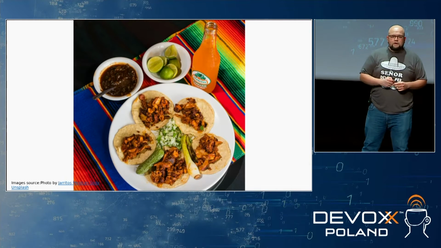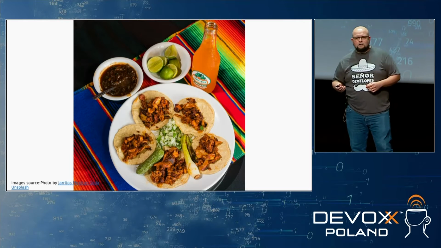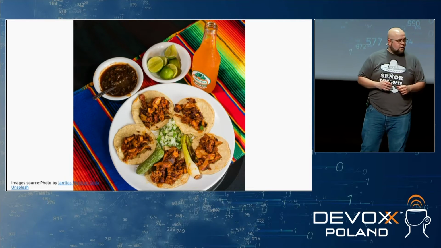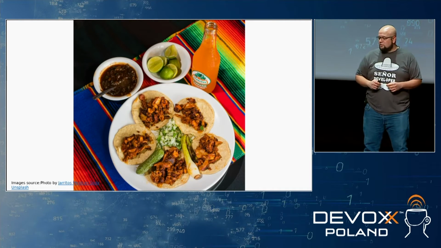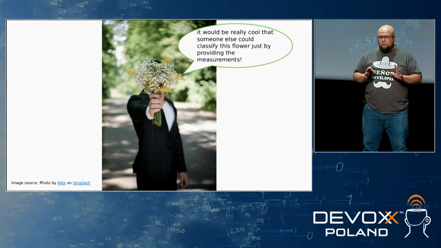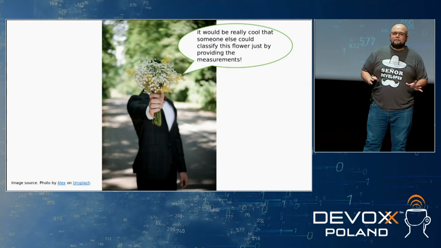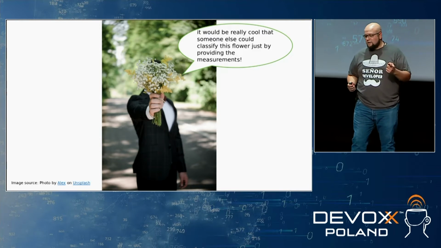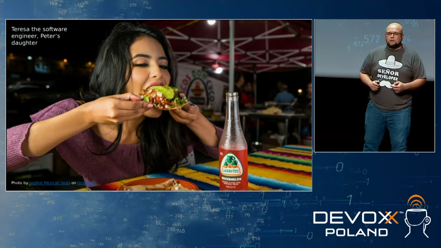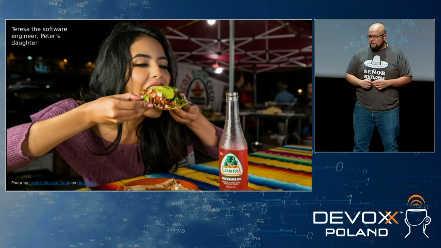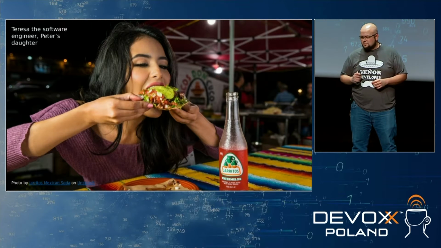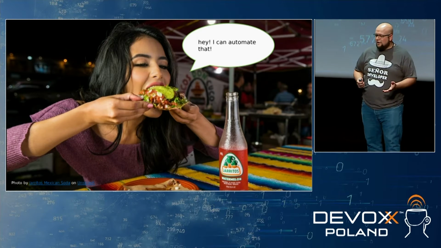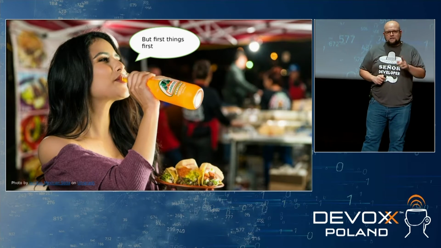So later, during dinner, at his camp, he liked tacos. Anyway, I don't know why, because he was in Canada, but he liked tacos. So during the dinner, he told his kids, it would be really cool if someone else could classify these flowers just by providing the measurements. And guess what? He had a daughter, and she was a software engineer. Her name is Teresa. And she said, hey, I can automate that. Of course, software engineer DNA, right? But first things first.